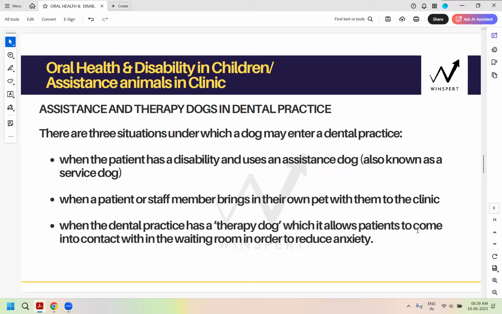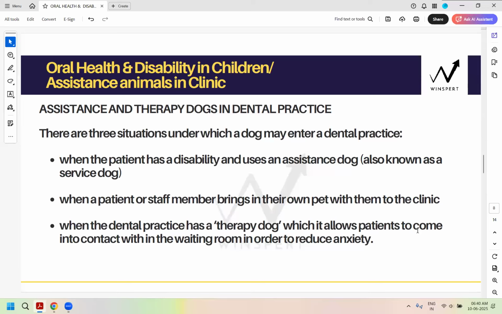Then the other situation would be a pet, which is not at all to be attended or allowed in the clinic. You are under no obligation to accept pets. Service dogs, assistant dogs, yes. Pets, absolutely no. And a therapy dog, which is another situation where the clinic owns the dog and allows the patient to interact with the dogs. In Australia, not popular, not promoted, not suggested, strict protocols, strict guidelines, avoid the therapy dog.